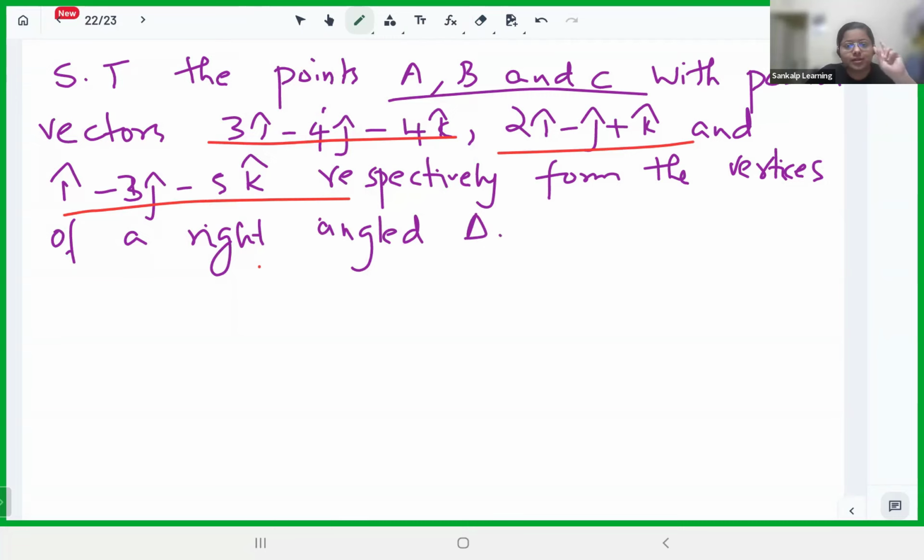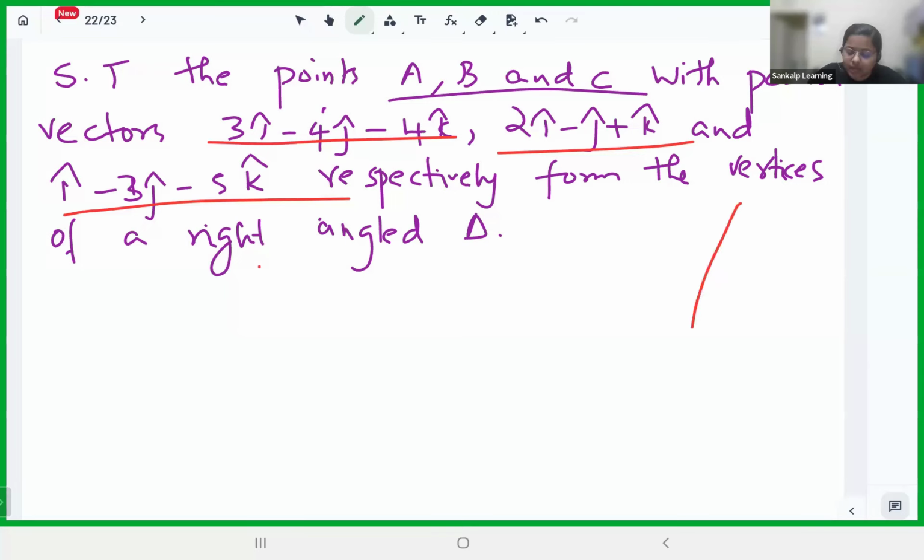So which means if you consider any two sides, and if their dot product is equal to 0, we can say that those two sides are perpendicular to each other, right? So if two sides are perpendicular to each other, we can definitely say that it is a right angle triangle. Perpendicular means 90 degrees. The angle is 90 degrees. So we can say that it is a right angle triangle. Okay, so first we need to find out the sides of the given triangle.